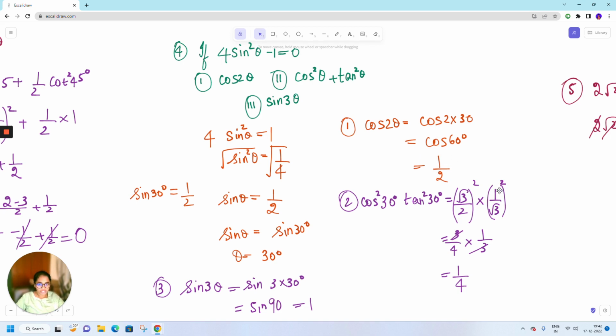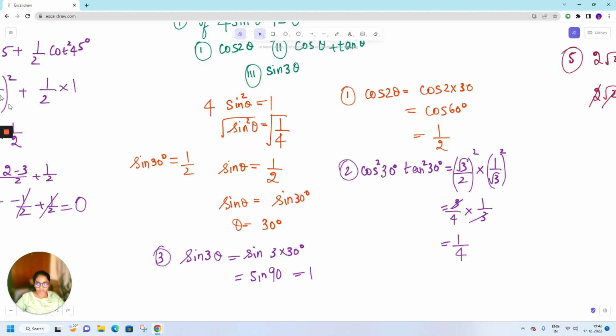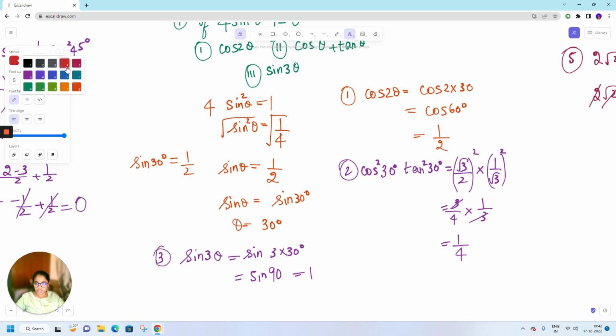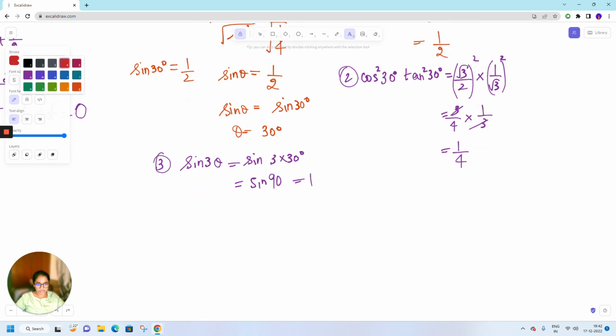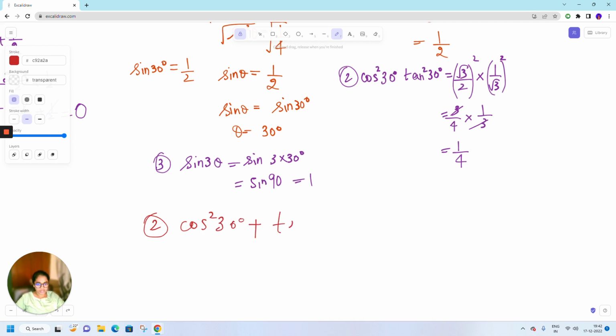Yes, and the second question is they have asked us cos square theta plus sine square theta, but I've solved here cos square theta plus tan square theta. So let me solve what is cos square theta plus tan square theta. Yes, so I'll just write this as second one itself. So second one is cos square 30 degree plus tan square 30 degree. So the value of this would be root 3 by 2 whole square itself. So I'll directly write it as 3 by 4 plus 1 divided by 3.